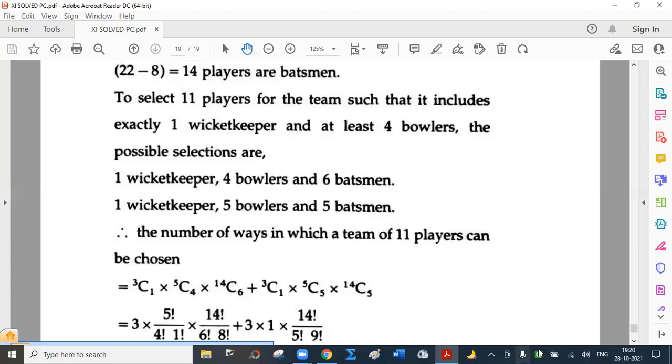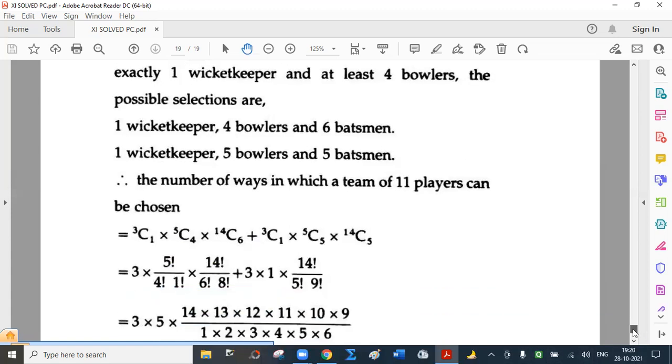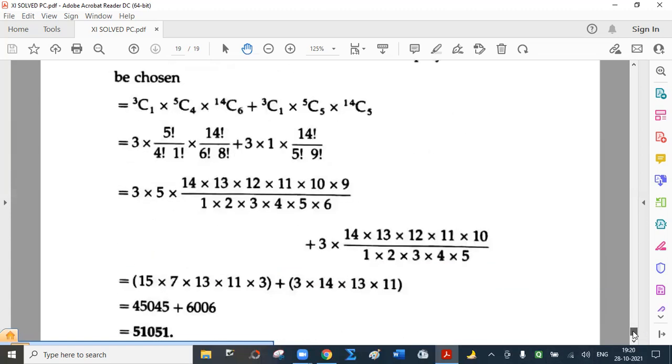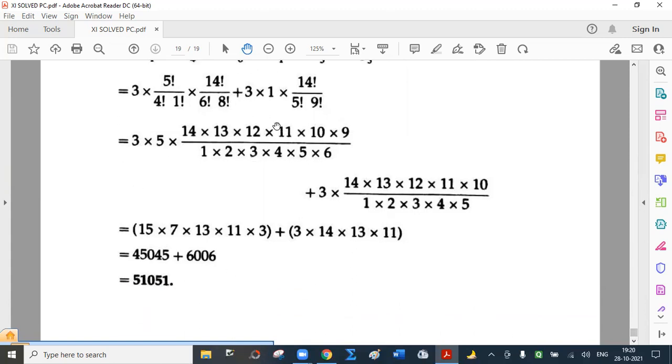Okay. Now find the values. So you get 45045 plus 6006. That is 51,051 ways. So that's it for today.